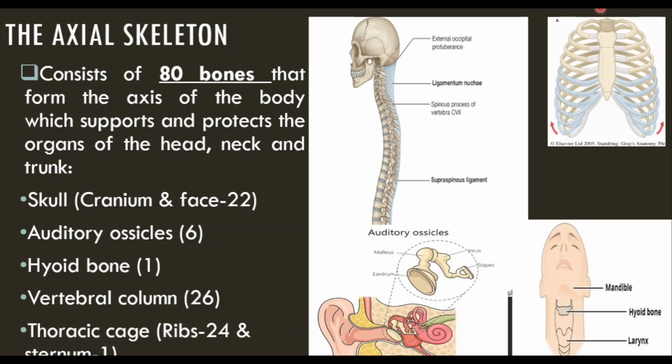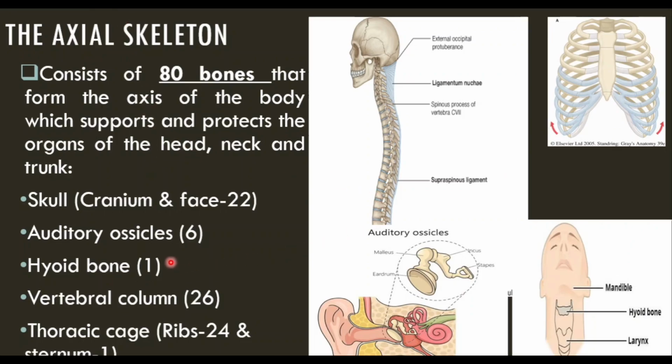Then we have the thoracic cage, which is made up of the ribs and the sternum. This is the sternum and these are the ribs. We have 12 ribs on each side, so in total 24. Out of these 12 ribs, we have 10 true ribs and 2 false ribs. True ribs are connected to both sides: this rib is connected to the sternum and also at the back, while the false ribs are not connected to the sternum. We have 2 of those and 10 true ribs. So that's the axial skeleton.